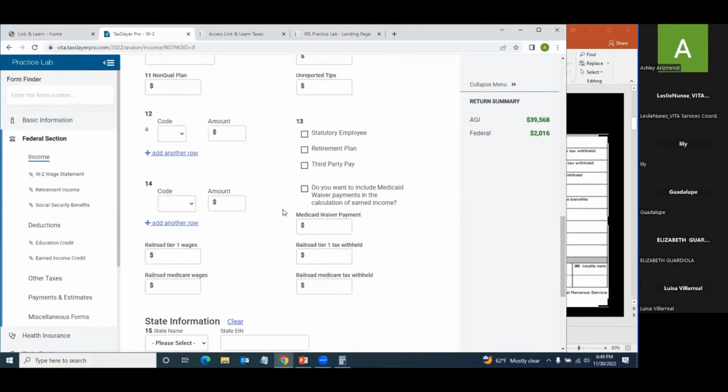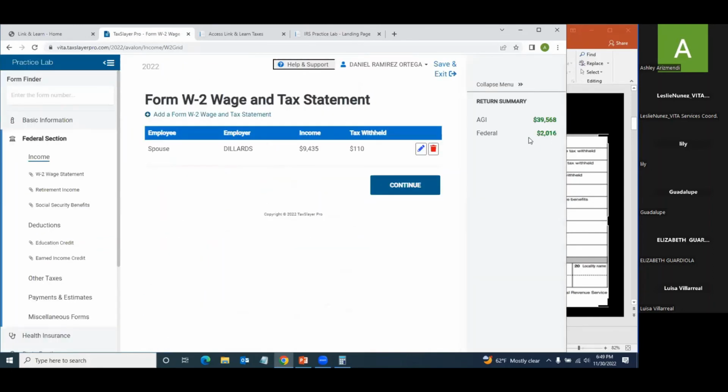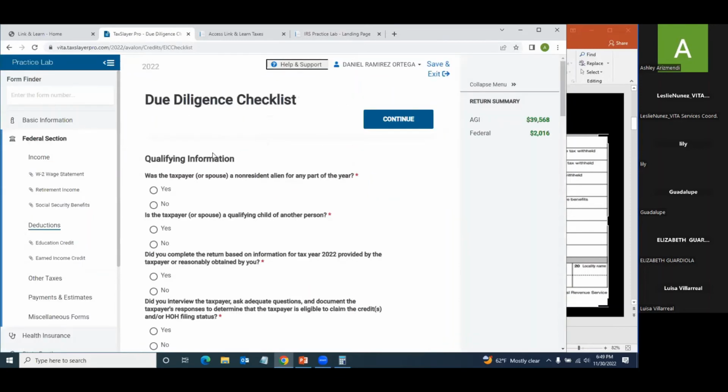Okay, great. Thank you. And then you push continue, and you see since they have wages now, the education credit comes out. So I guess because they had retirement and Social Security, it doesn't really give them credit for the education. Now they have the earned income credit.